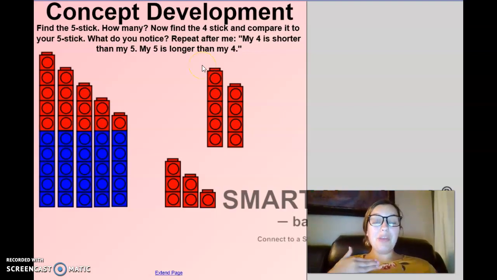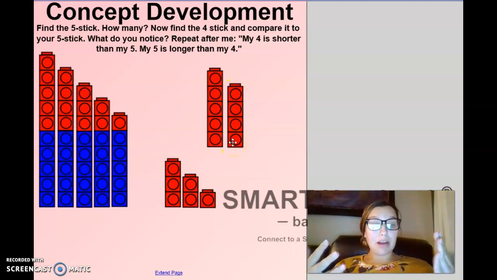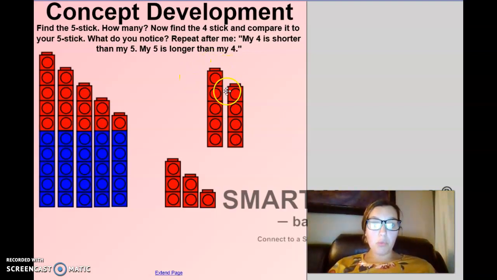All right. So let's start with the longer one. My what stick is longer? My 5 stick is longer than my 4 stick, which makes sense because 5 is bigger than 4. So we have one more cube on top, right? See? One more cube on the 5 stick.